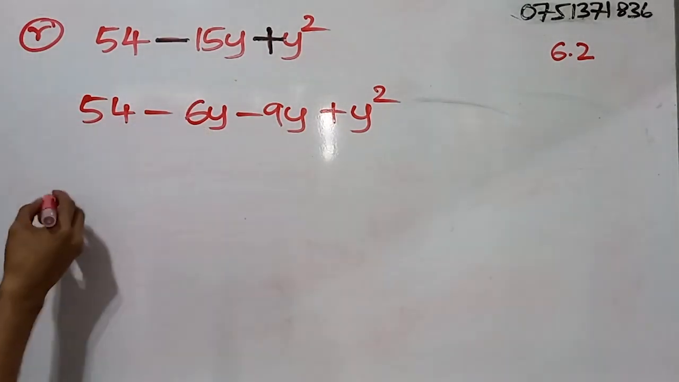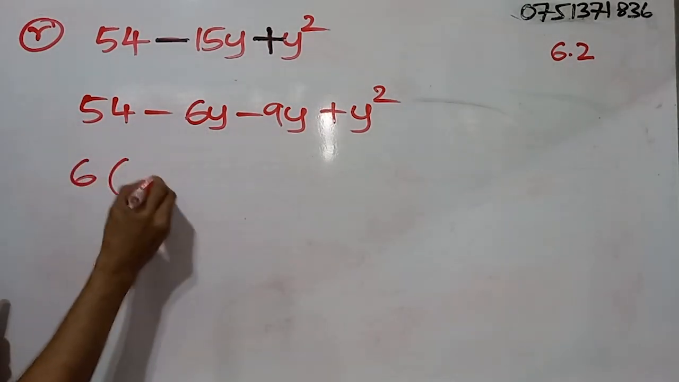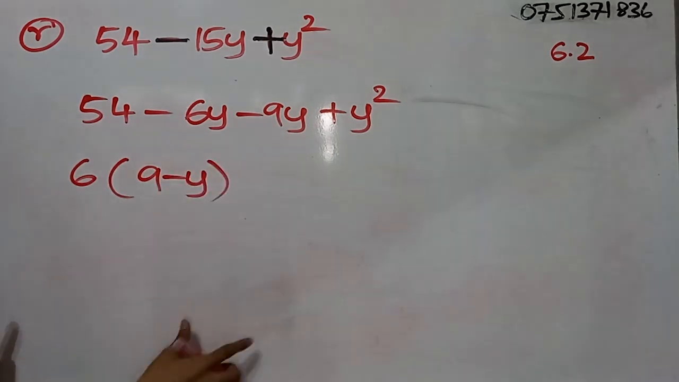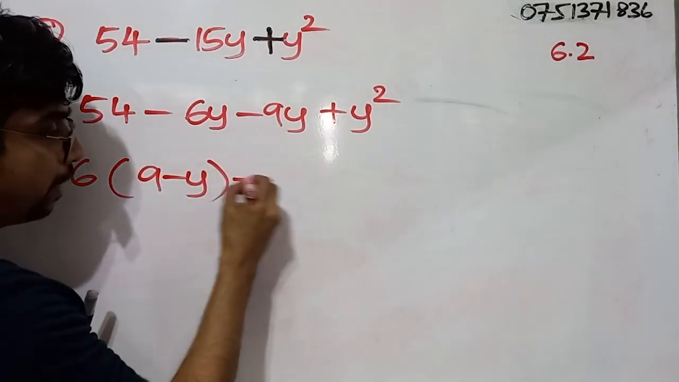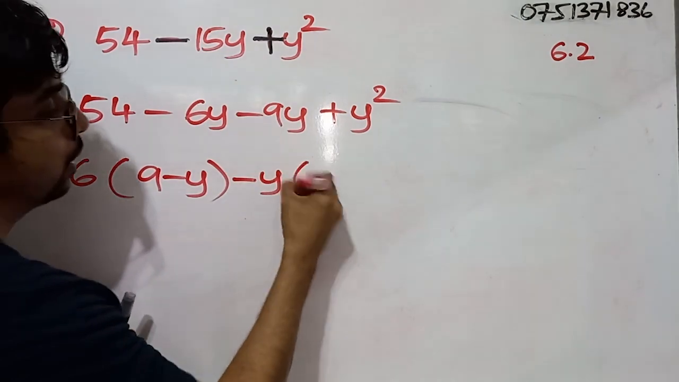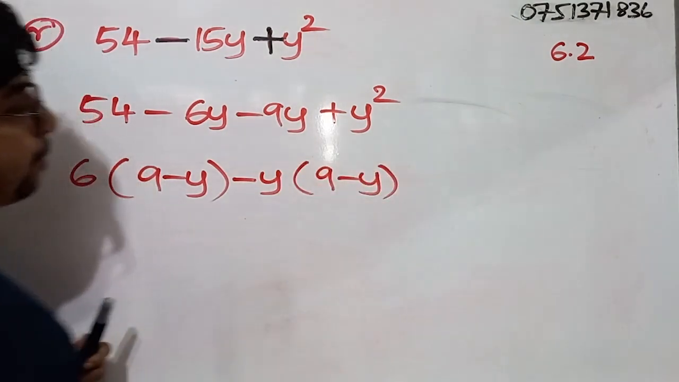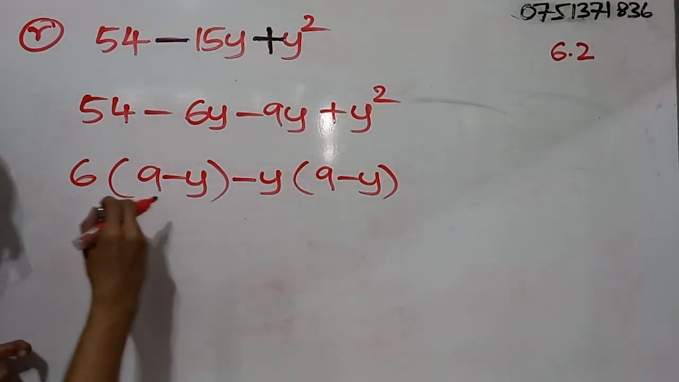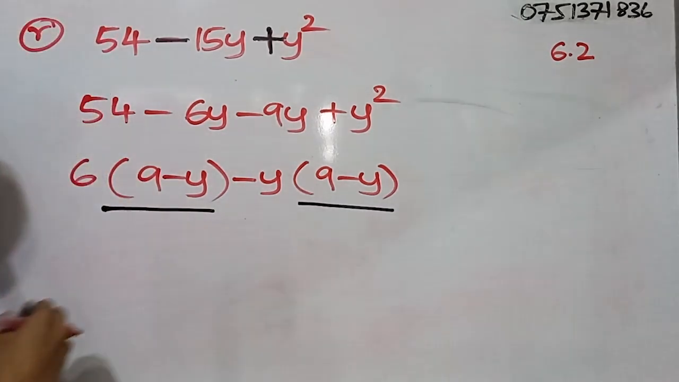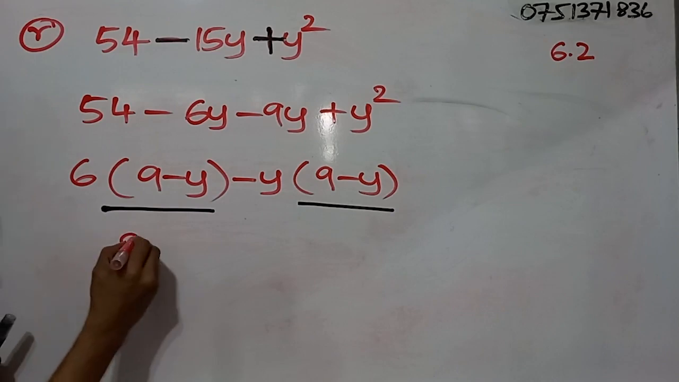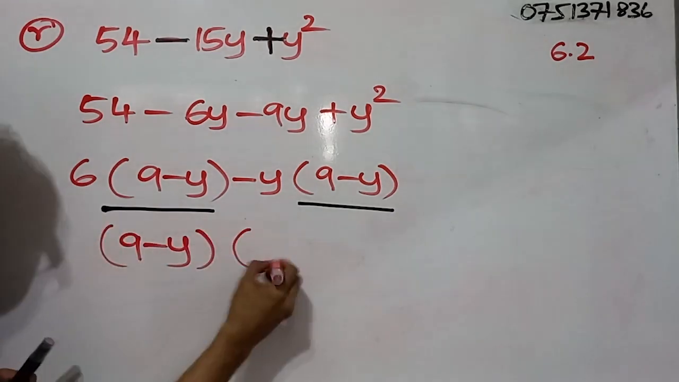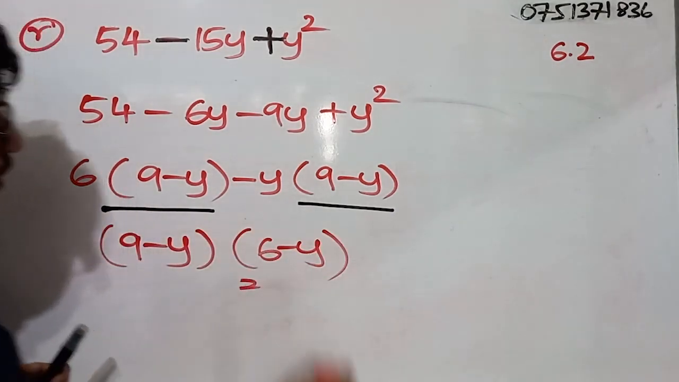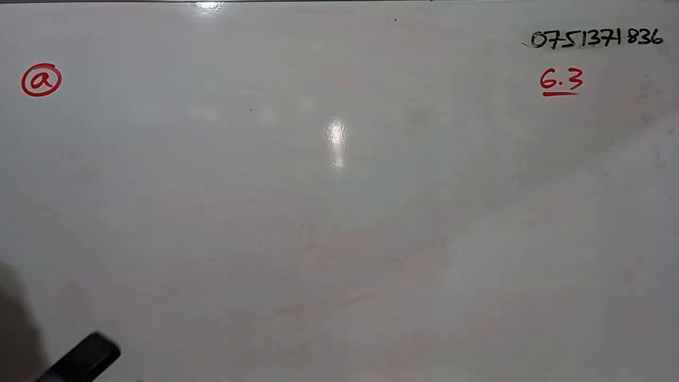So when we consider these two, what's the common factor? 6. So 9 minus y. Consider these two, what's the common factor? Negative y. So 9 minus y. Now these two expressions are common. So 9 minus y, 6 minus y. This is the answer. Right.